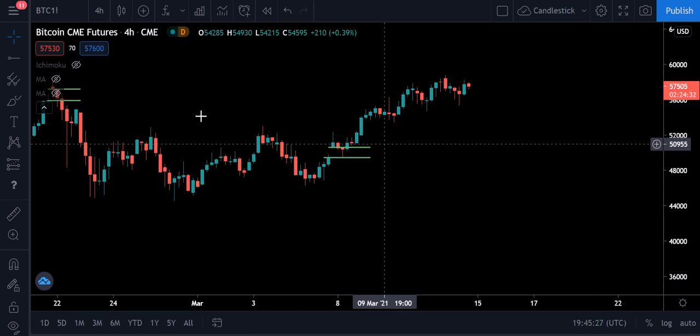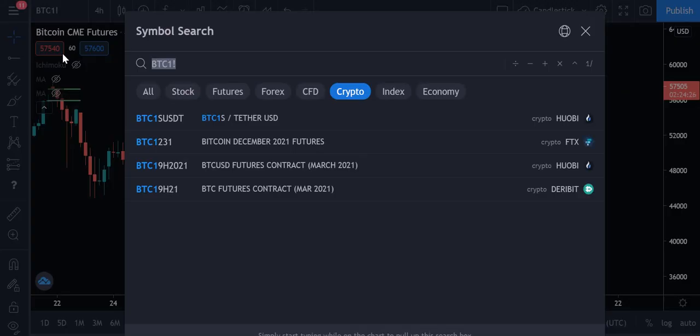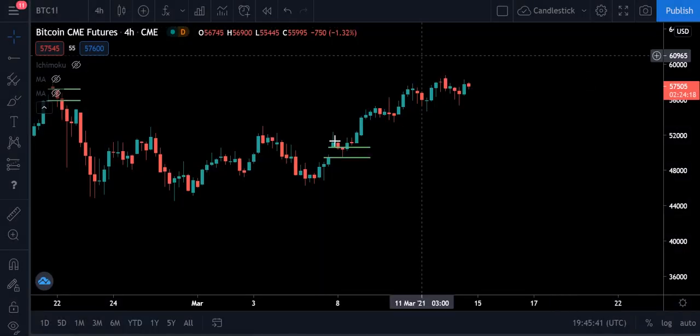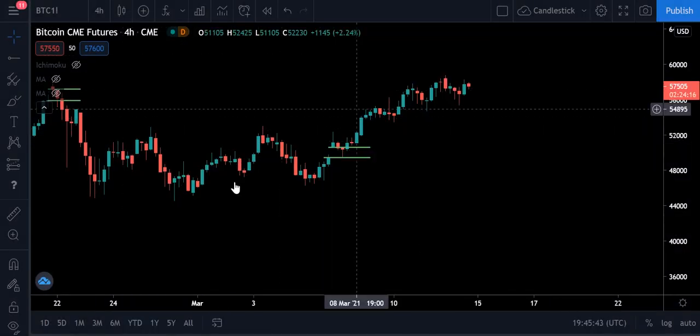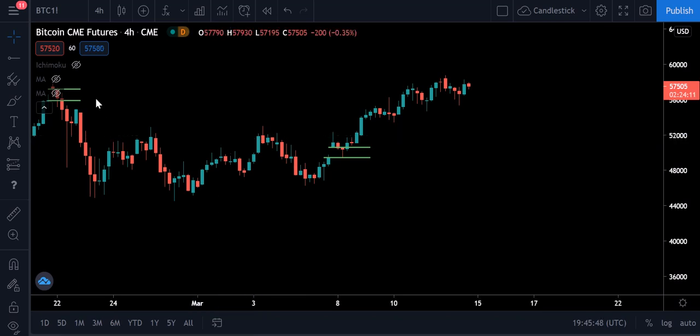And if you want to find the gaps, look at this up here. This is what you need to type into the thing: BTC1!. So once you type that, it'll bring you to the futures market here, and it'll show you the same chart I have here, and you can find the gaps yourself. I usually look at the 4-hour chart, but like I said, it's your world, do what you want. I think the 4-hour is the best one to look at.